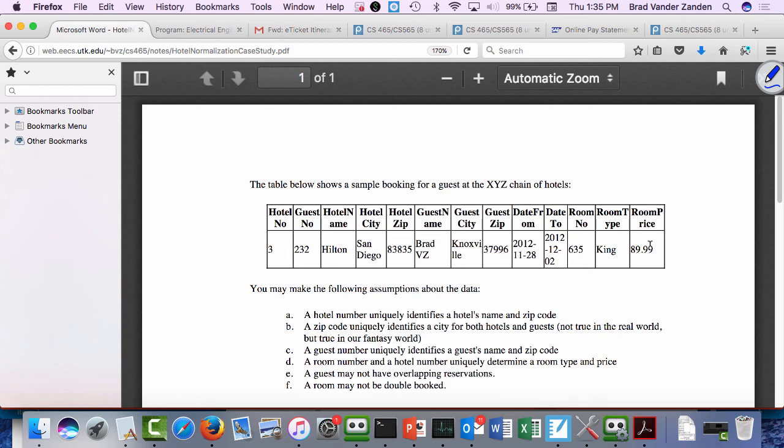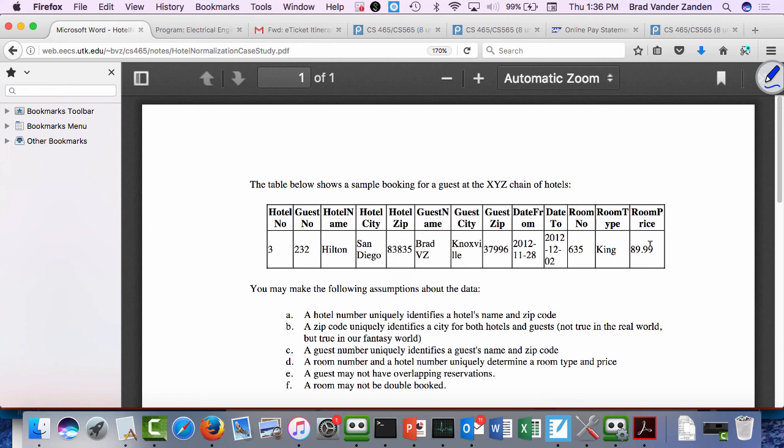We will assume that a guest number uniquely determines a guest name and the guest zip code. We will assume that a room number and a hotel number, so a room at a hotel, determine its room type and its price. That seems pretty reasonable. A guest may not have overlapping reservations. You probably hurt your head over this one on the homework assignment. And a room may not be double booked, something you probably also hurt your head over. Okay, so those are the assumptions that we can make about the data.